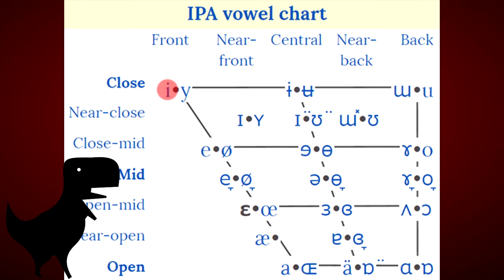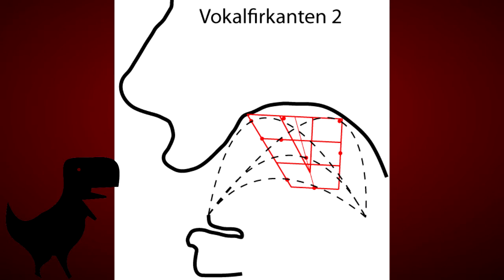E, U, O, A. You got it now? The E is made with your tongue at the front of your mouth, almost touching the roof. The U also goes up, but it's done in the back of your mouth. The O is done at the back and bottom of your mouth, and the A is at the front and bottom. This diagram might help.